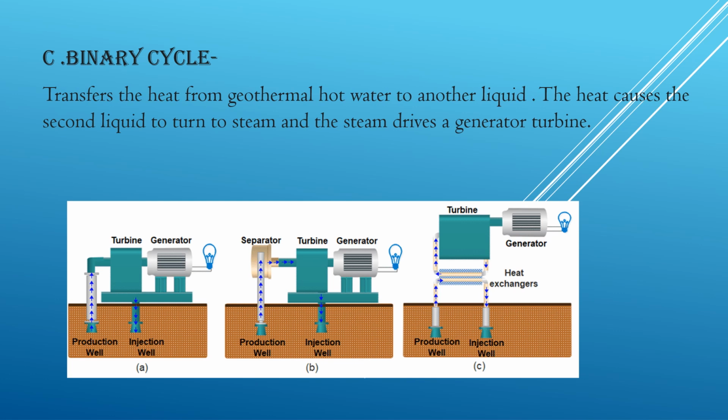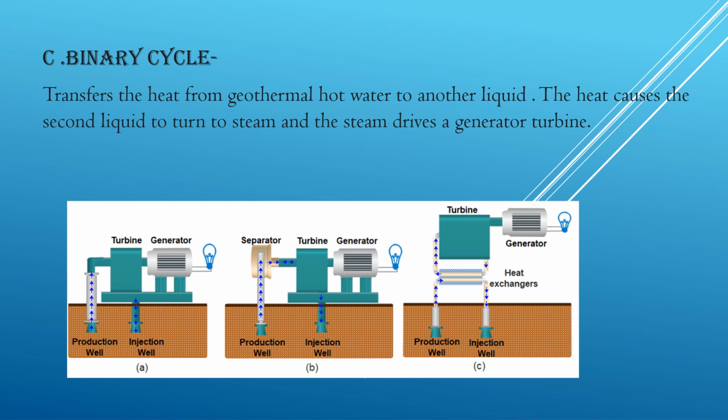In the binary cycle, it transfers the heat from geothermal hot water to another liquid. The heat causes the second liquid to turn to steam, and then steam drives a generator turbine. Then it produces electricity. Among these three, flash steam plants are the most commonly used geothermal power plants.